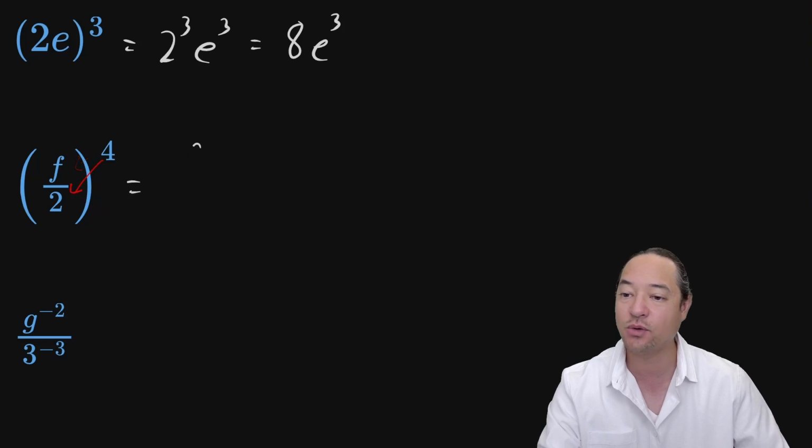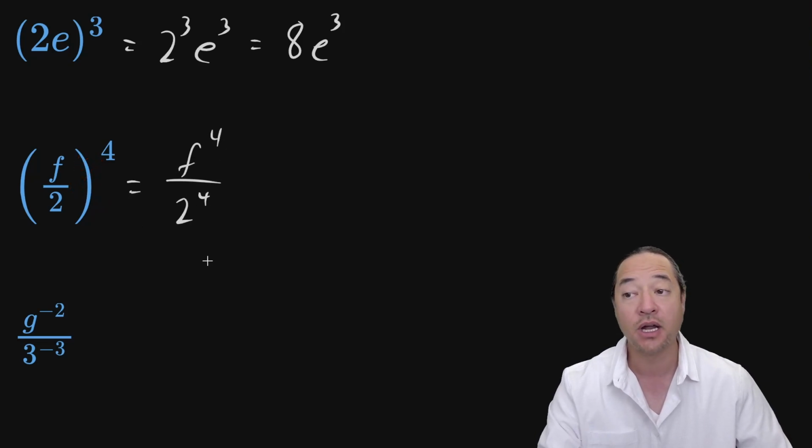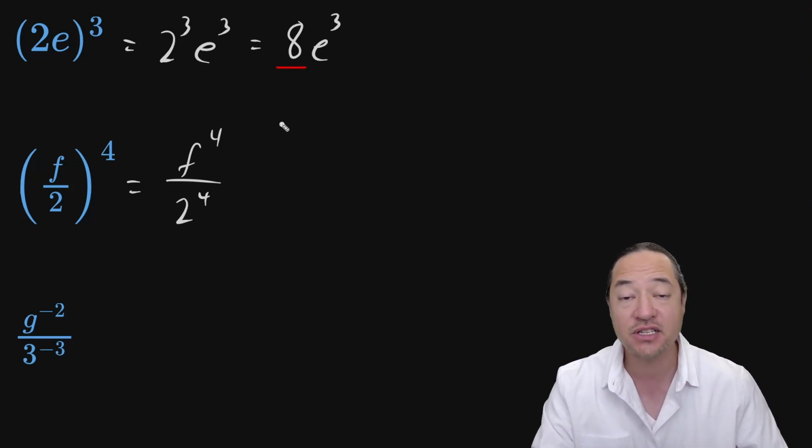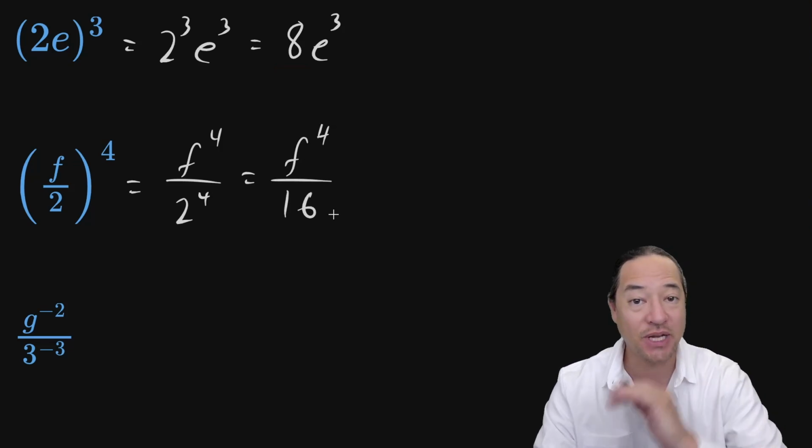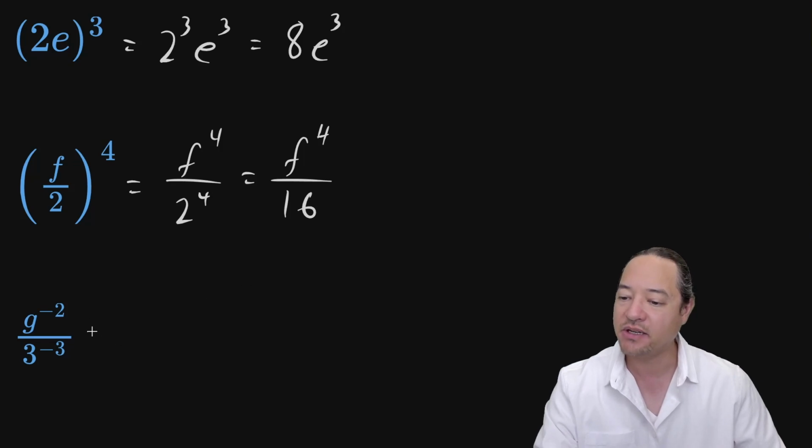Okay, there we go. This next one, we can also imagine distributing this exponent in just like that. And so this is going to equal f to the 4th power over 2 to the 4th power. But what is 2 to the 4th power? Well, 2 to the 3rd power is 8, so we just need to multiply by 2 again. So that's going to give us f to the 4th power over 16.